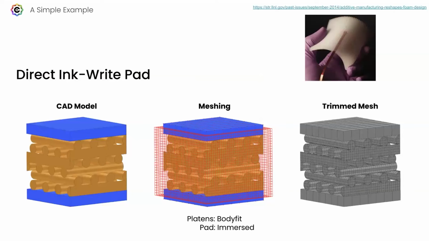So here's a little example. Greg will go into this, he's going to show you this in the product, but I just want to introduce a little bit of what you're going to see. Here's a direct ink write pad. The CAD model is on the left, and the meshing is composed of a body fit mesh for these platens at the top and the bottom, and then we do an immersed mesh for the pad itself. The trimming procedure produces the simulation model on the right.